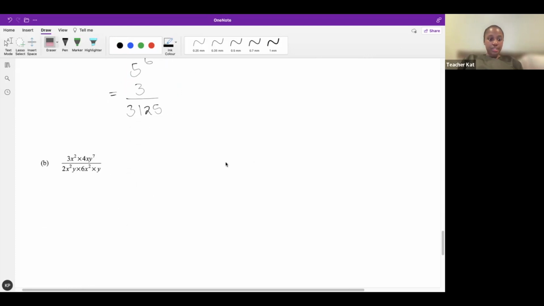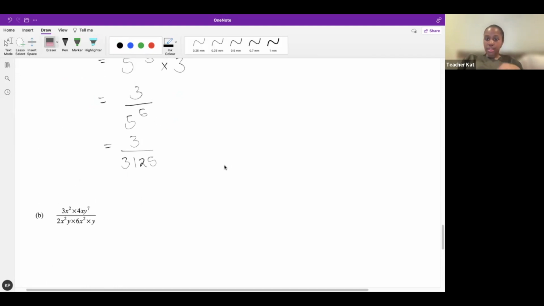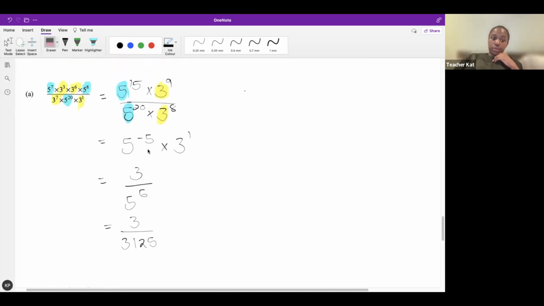Okay. What happened to the exponent of -5? We made it a fraction, and remember, 5 to the power of -5 is the same as 1 over 5 to the power of 5, right? So we basically said 1 over 5 to the power of 5 times 3, which is how this 3 ended up there. Did you see? Do you understand? There we go.